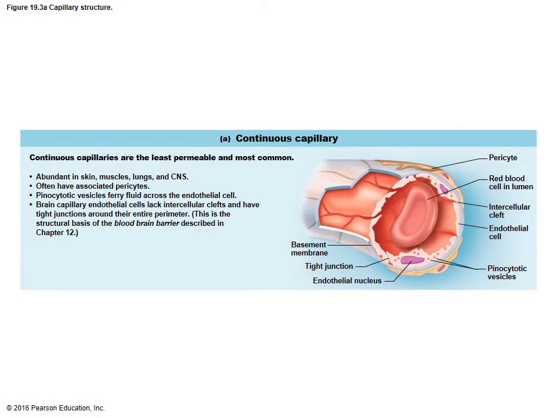There are three types of capillaries, so we're talking about capillaries where red blood cells can go through one at a time. You can see that here. Continuous capillaries are the least permeable and the most common. So these are often in muscle and skin and lungs and the central nervous system. They have tight junctions between the cells, making them less permeable. That's an important feature. Tight junctions cause them to be less permeable.